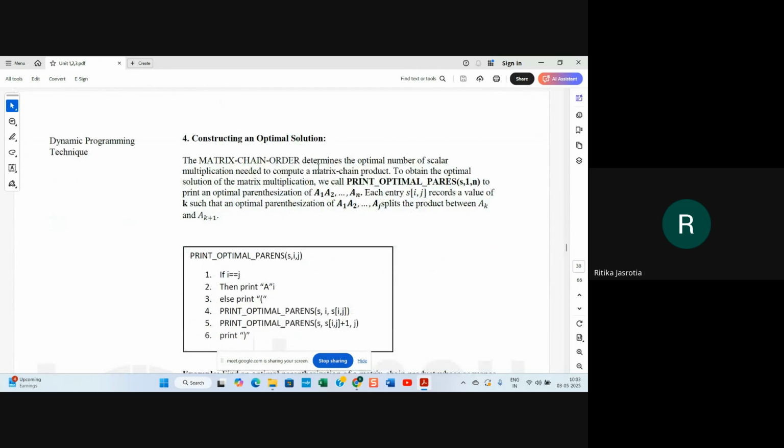So the matrix chain order determines the optimal number of scalar multiplications needed to compute a matrix chain product. To obtain the optimal solution, we call print optimal parens with s[1..n] to print an optimal parenthesization of A1, A2 up to An. Each entry s[i,j] records a value of k such that an optimal parenthesization of Ai to Aj splits the product between Ak and Ak+1.